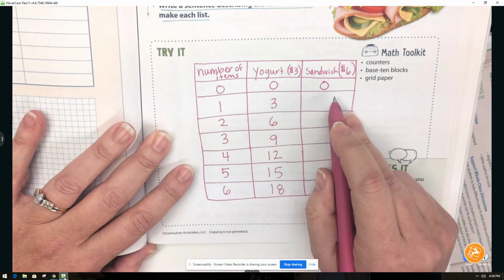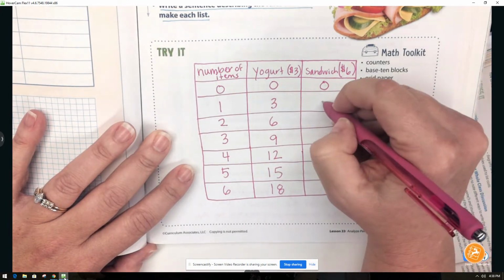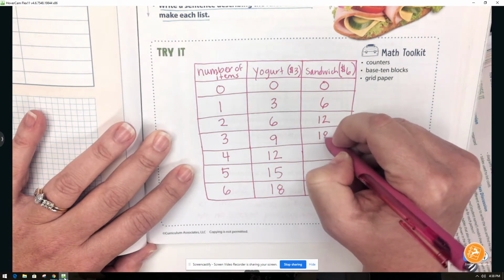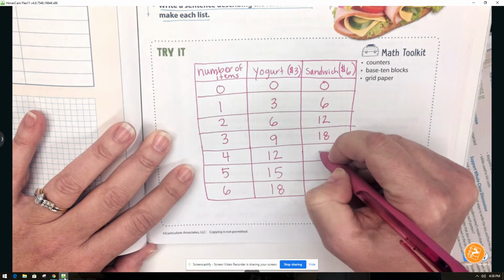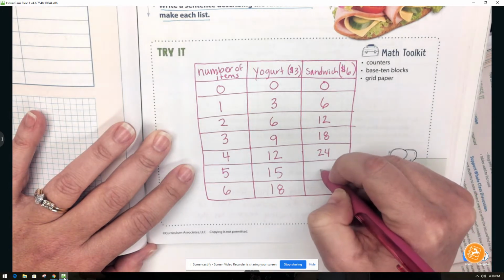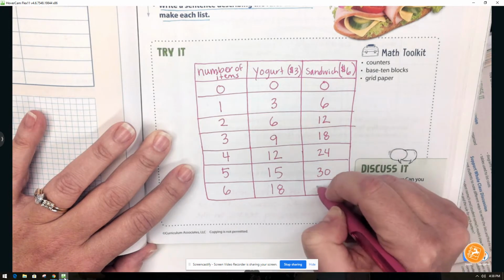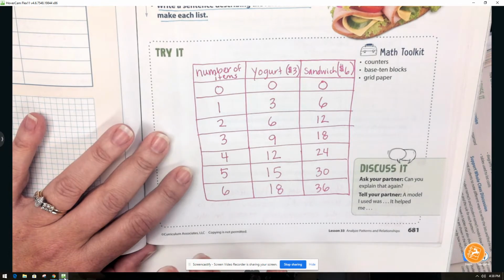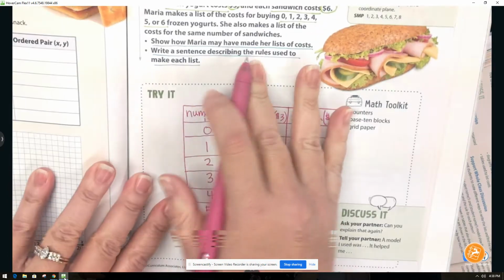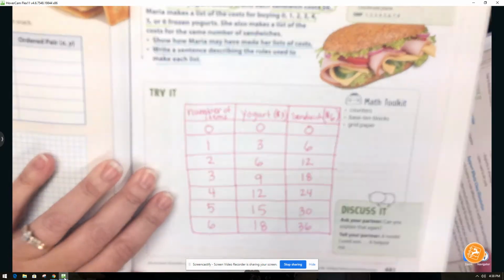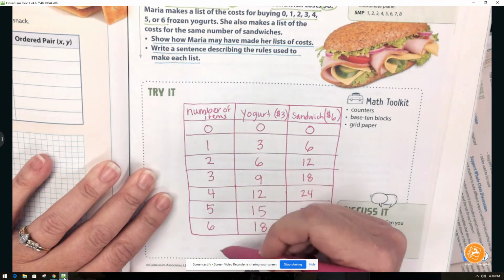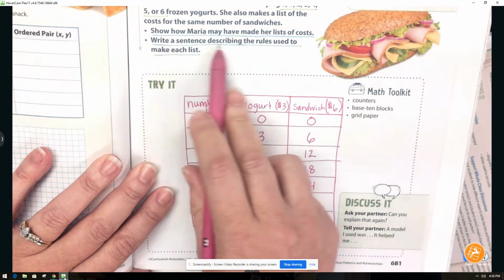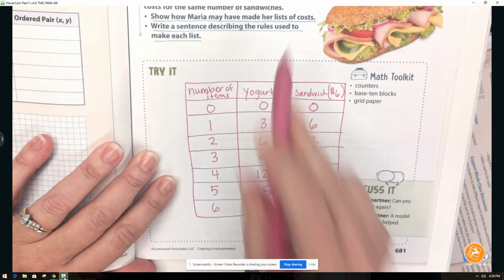Then I'm going to look at the sandwiches. How much would the sandwiches cost? Well, 1 sandwich is $6. 2 sandwiches is 12. 3 sandwiches is 18. 4 sandwiches is $24. $30 for 5 sandwiches, and $36 for 6 sandwiches. So now I went ahead and I showed how she may have made her list on how much it would cost if she bought that many items. Now we need to write a sentence using rules to describe the list.